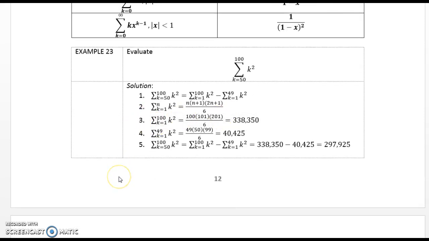Example 23. Evaluate the sum from k equal 50 to 100 of k squared. The mechanism to do this is to find the sum from k equal 1 to 100 minus the sum from k equal 1 to 49, and then we will have it. So we find that it's 297,925.